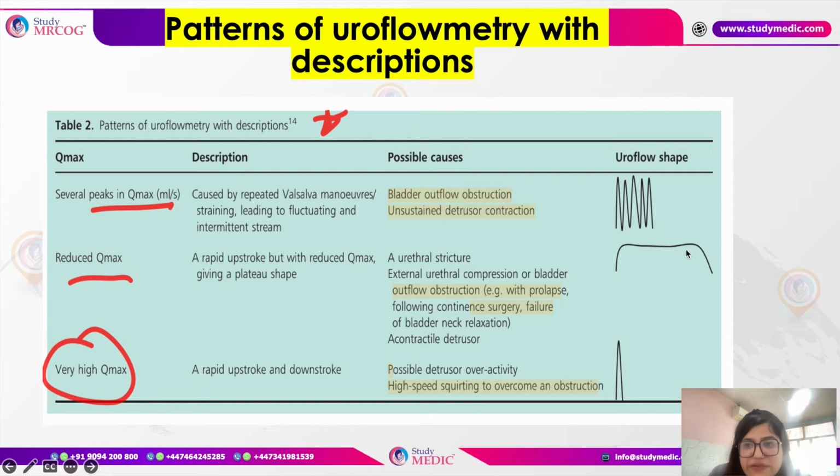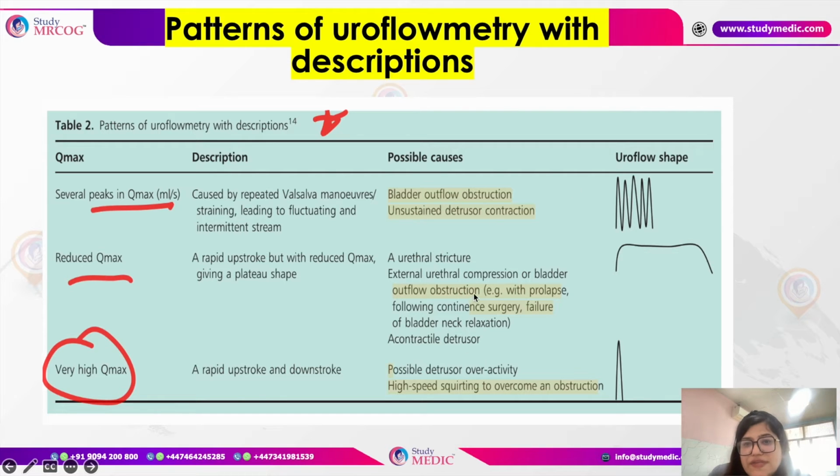Sometimes there can be a reduced Qmax, like in this case, where you see a rapid upstroke with a reduced Qmax, then a plateau, and then it comes down. This is seen if there is a urethral stricture, external urethral compression, or bladder outflow tract obstruction. So any kind of obstruction from outside, which is why the full amount of urine cannot come out.